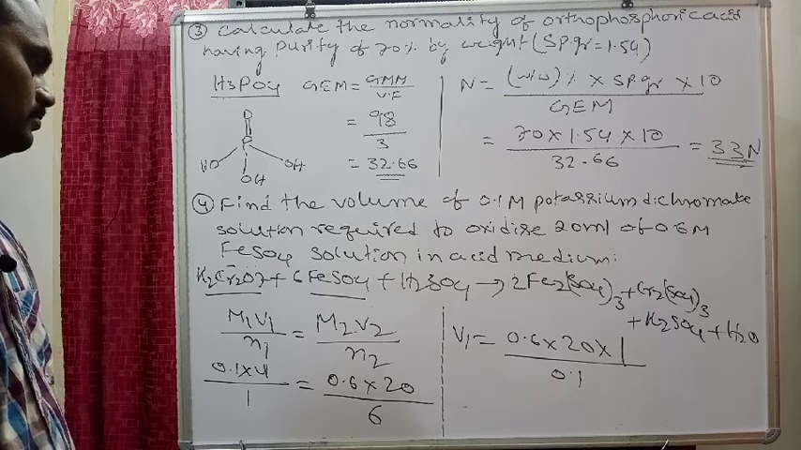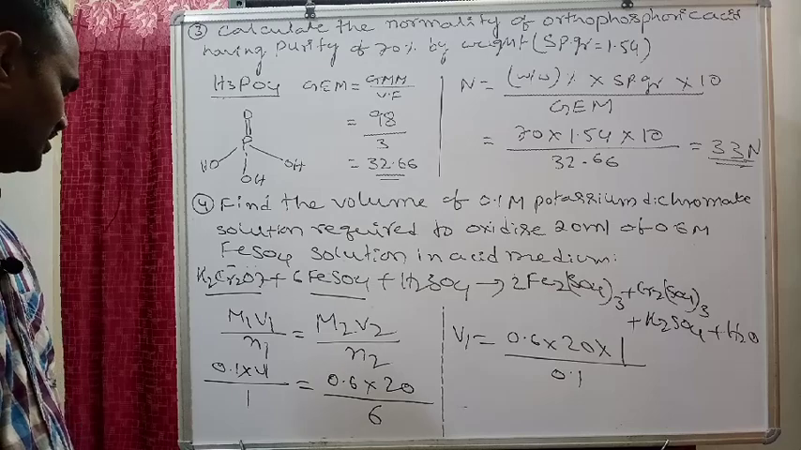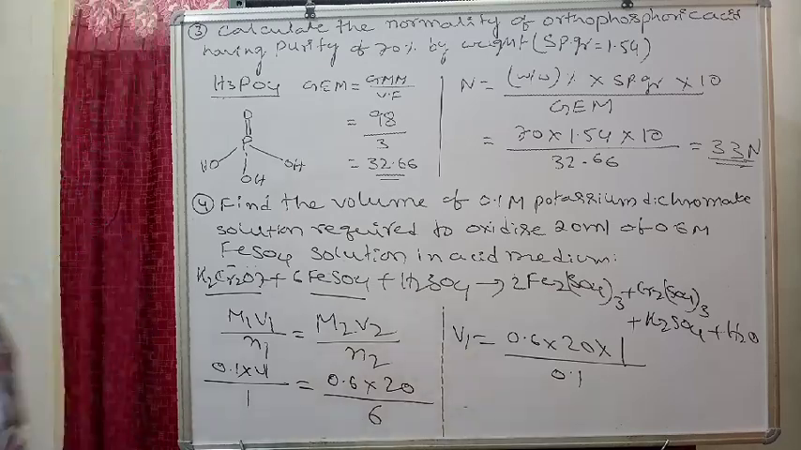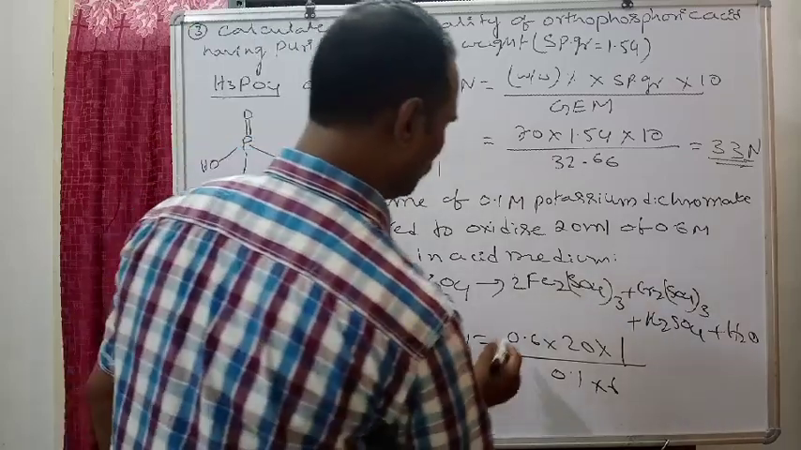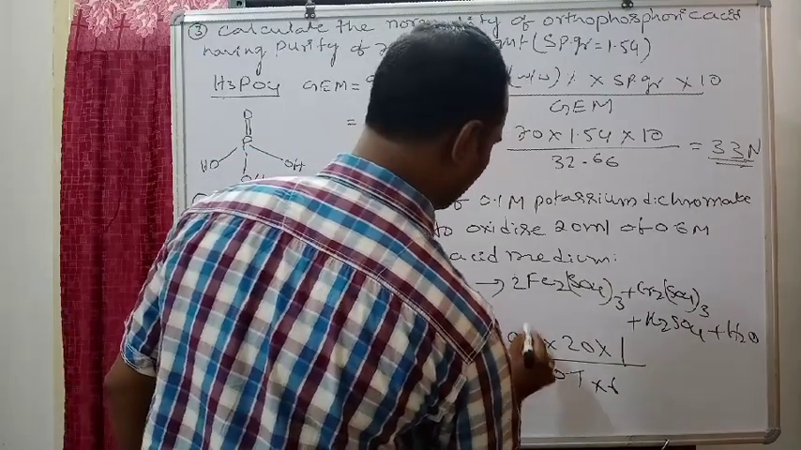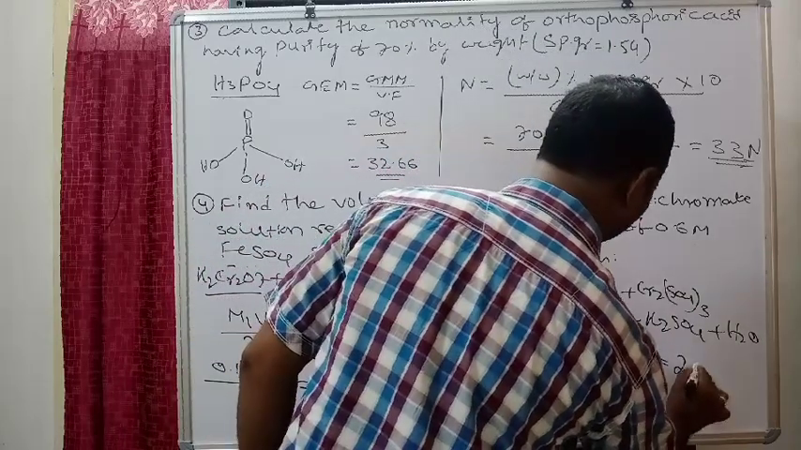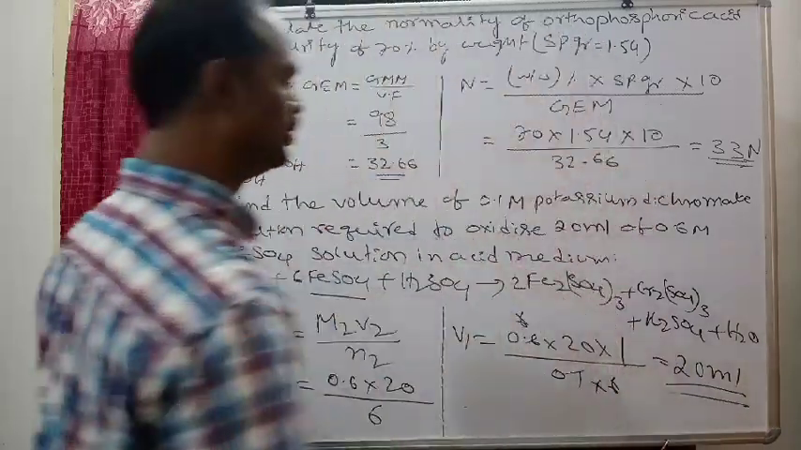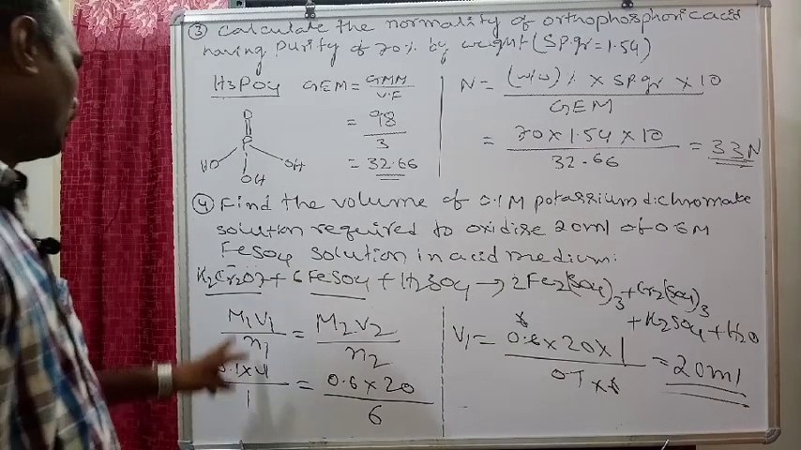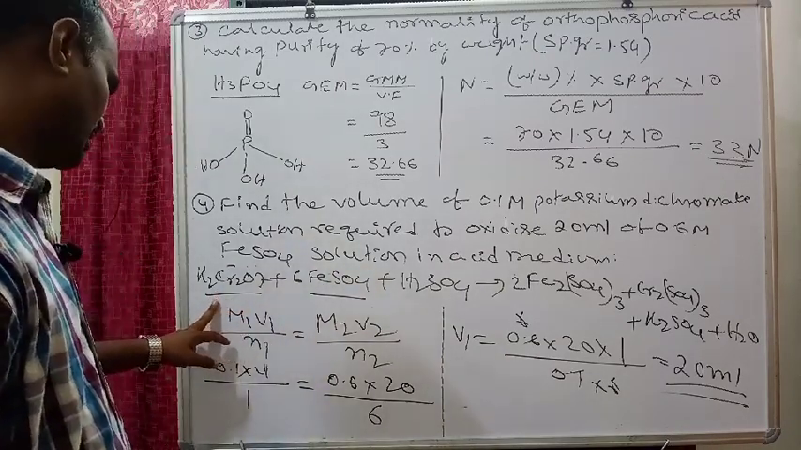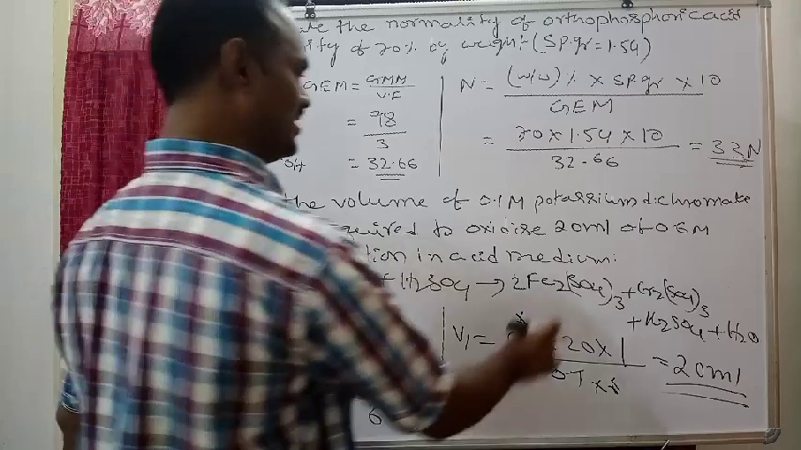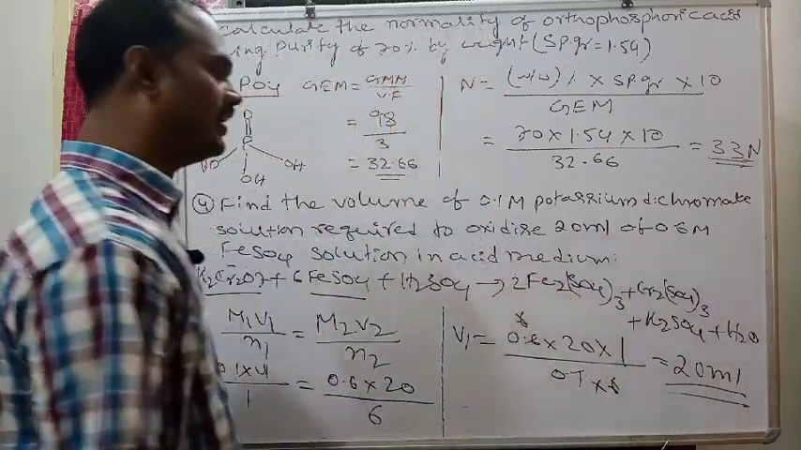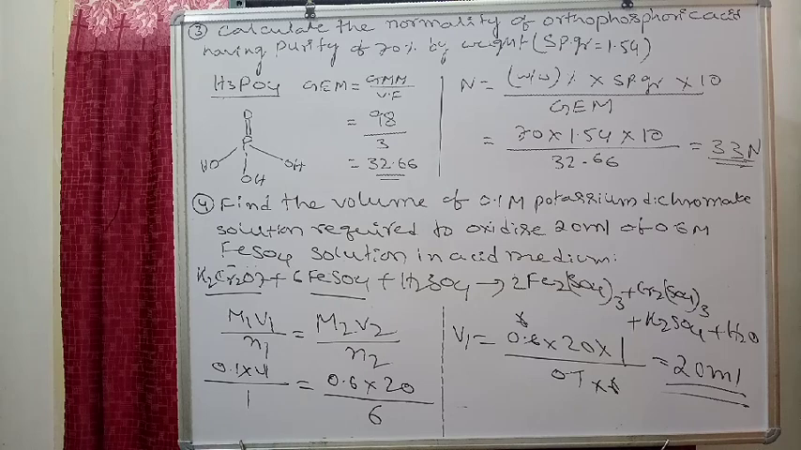Is it clear? Now, how many ml of solution is required? How to check? See, here 6 is there, no? You write 6. Now 0.6 by 0.1 is 6 times, 6 by 6 cancel. Therefore, how many ml of solution is required? 20 ml of potassium dichromate solution is required to oxidize 20 ml of 0.6 M ferrous sulfate solution.